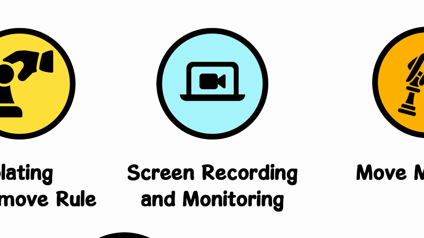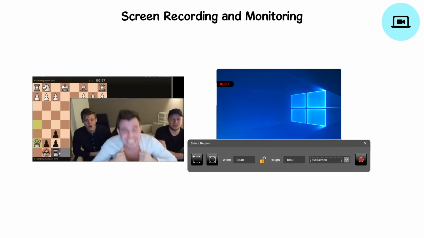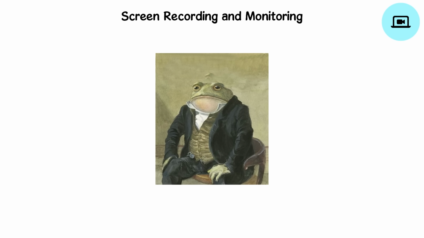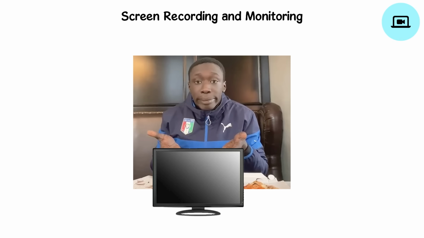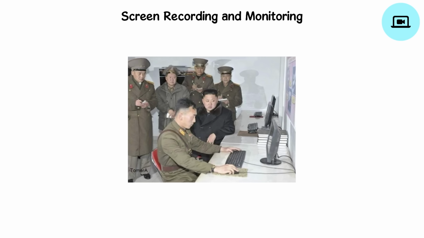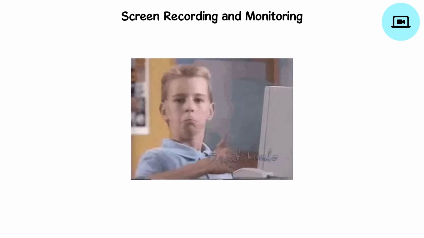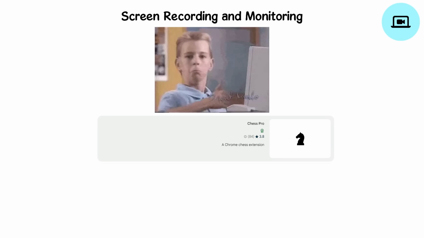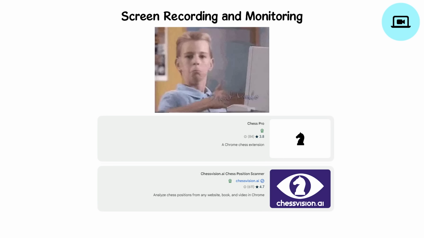Screen recording and monitoring. In online chess, screen recording and monitoring are essential for maintaining the integrity of the competition. Players might be required to share their screens, or have their screen activity monitored in real time. This method helps ensure that players are not using unauthorized software or consulting external resources during their games.